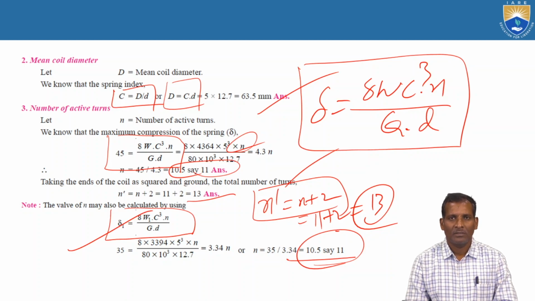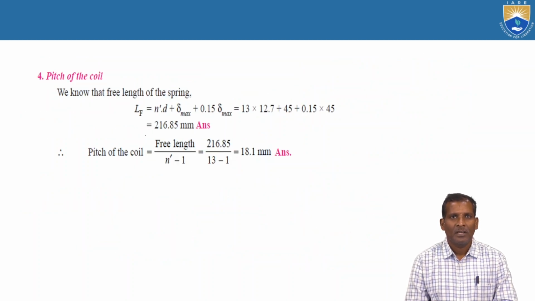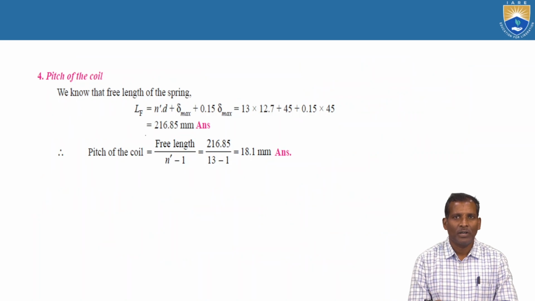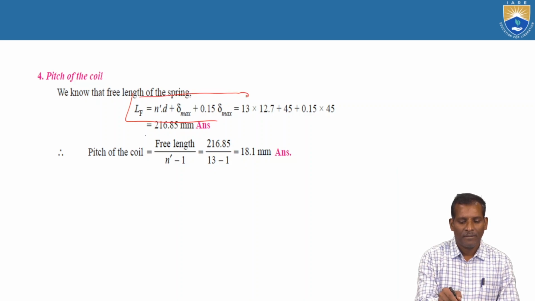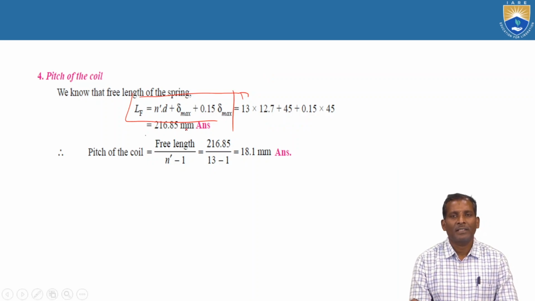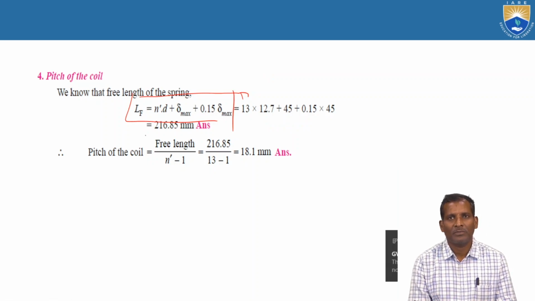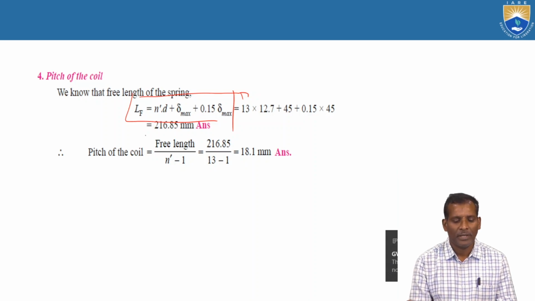Like this, you have to calculate the spring problem for the given application. So the fourth one is pitch of the coil. Here you know that the free length of the spring is n dash into d plus delta max plus 0.15 delta max.